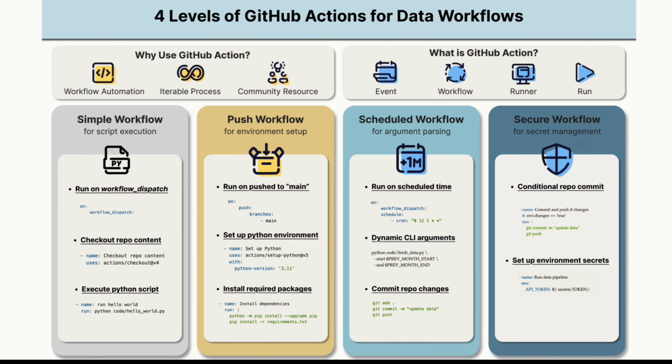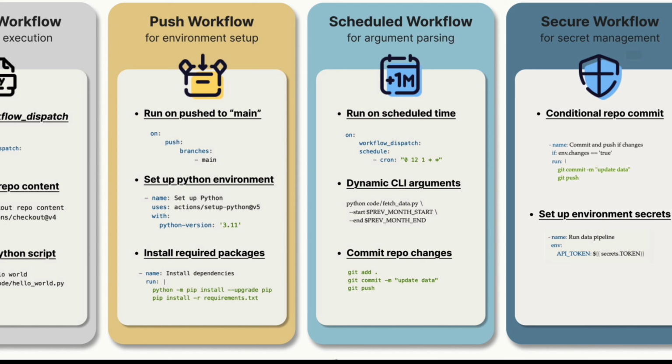Now, let's move on to the third level, scheduled workflow with argument parsing, where we add more dynamics and complexity to make this workflow more suitable for real-world applications. We introduce scheduled jobs, which allows us to periodically fetch more recent data. This reduces the need to manually run the script every time we need a data refresh. We also use dynamic argument parsing to run the script based on different date range parameters according to the schedule.